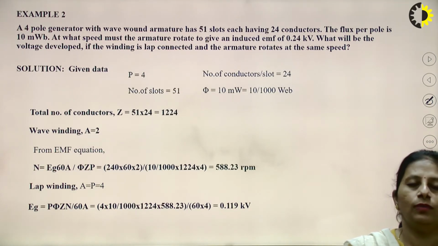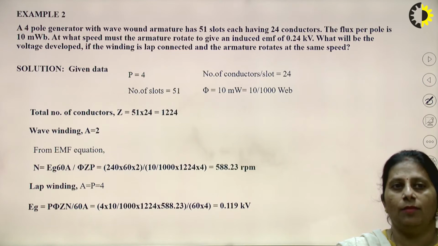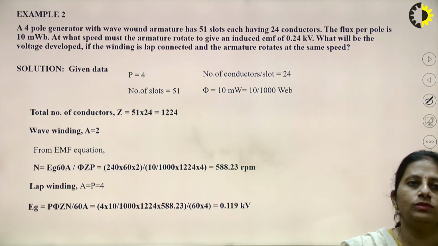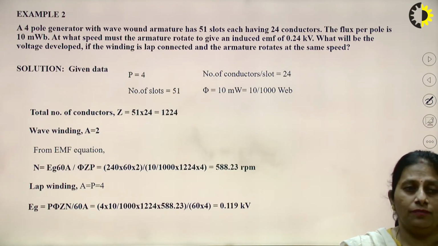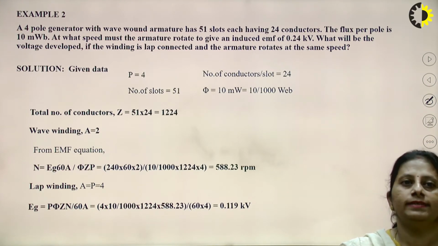Moving on to another example, a 4-pole generator with a wave wound armature has 51 slots, each having 24 conductors. The flux per pole is 10 milliweber. At what speed must the armature rotate to give an induced EMF of 0.24 kilovolt? What will be the voltage developed if the winding is lap connected and the armature rotates at the same speed, right? So here both things have been asked, right?